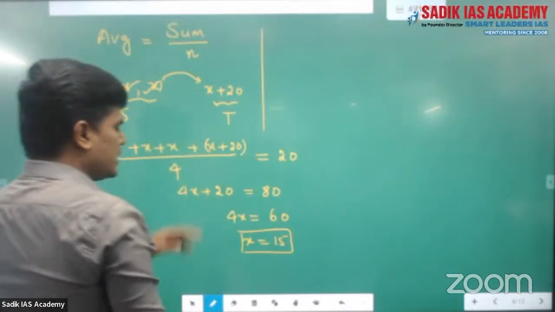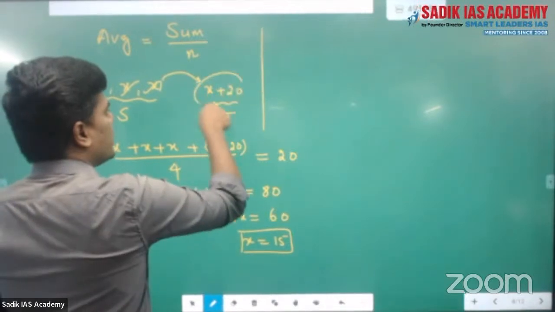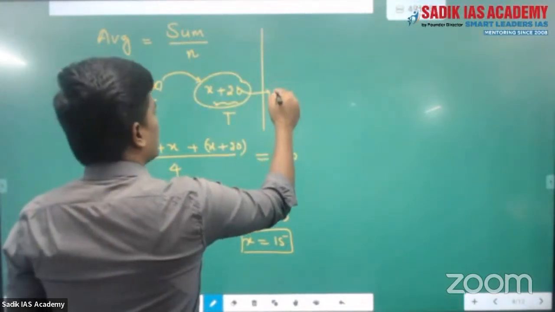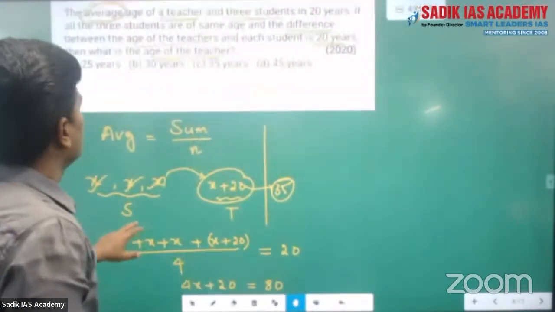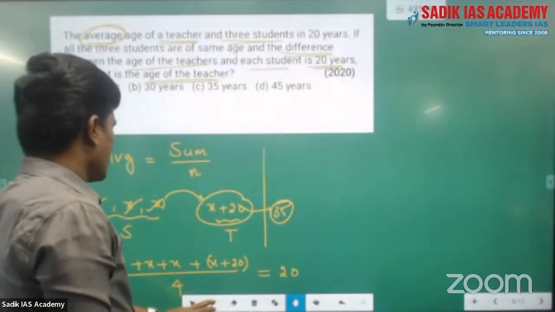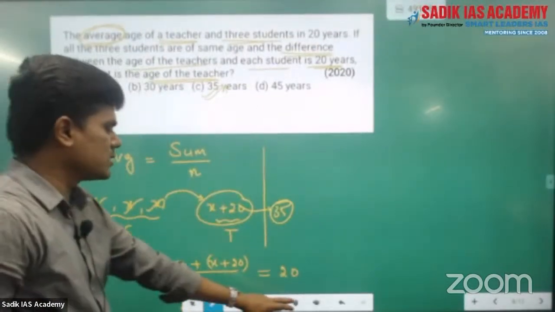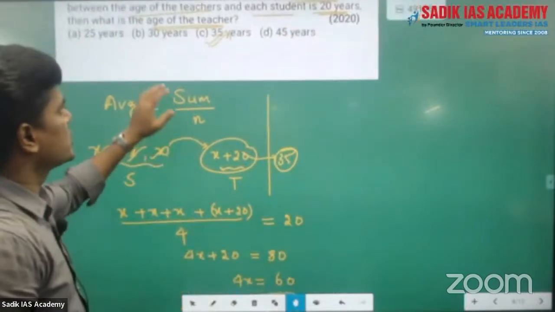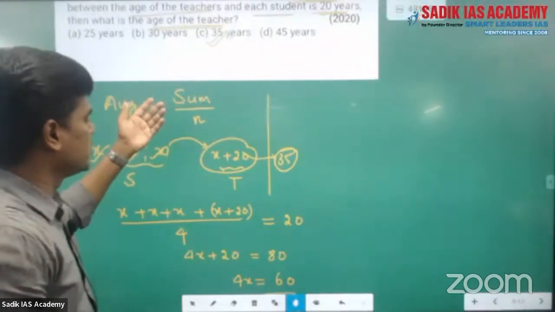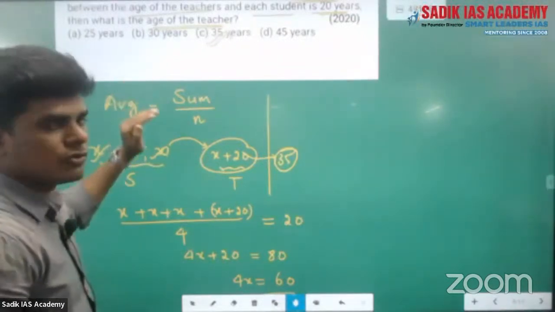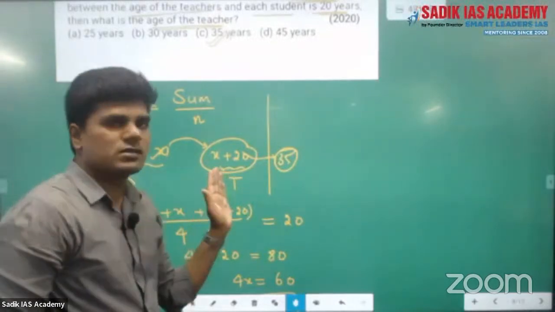The question is about the teacher's age. X is 15, means 15 plus 20, it is going to be 35 is the teacher's age. So the option is 35 years, C. This is the correct answer for this question. This is one way of doing this sum: knowing the formula, understanding the question, applying the formula, and getting the answer.